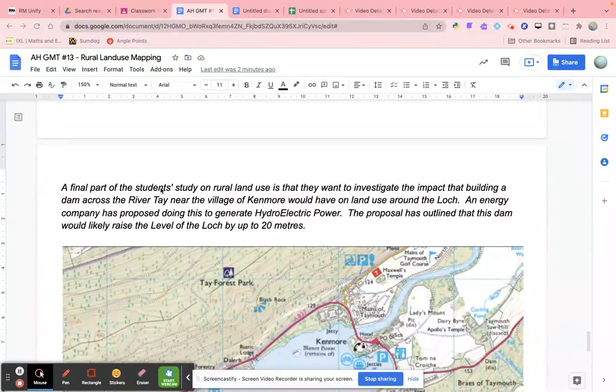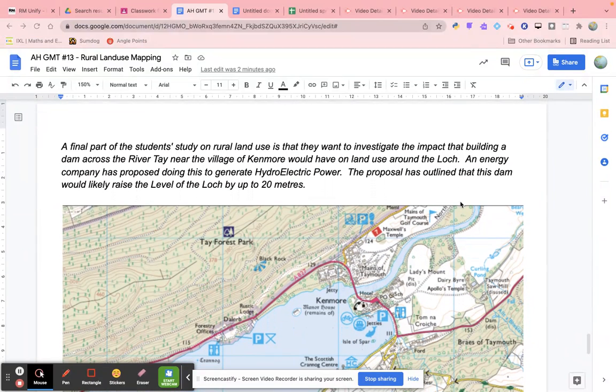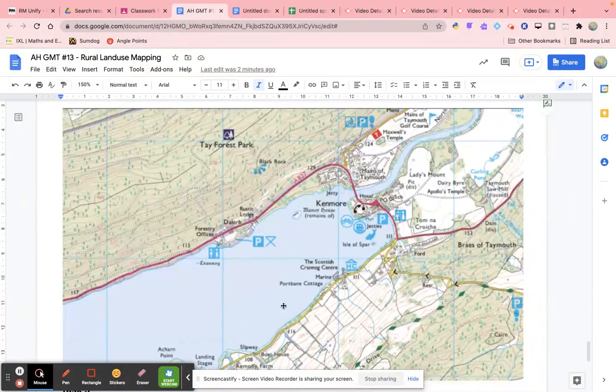The question says, a final part of the student's study on rural land use is that they want to investigate the impact that building a dam across the River Tay near the village of Kenmore would have on land use around the loch. An energy company has proposed doing this to generate hydroelectric power. The proposal has outlined that this dam would likely raise the level of the loch up to 20 metres. So they're going to build a dam right here, round where the bridge is, in the village of Kenmore, and the loch, which sits here, is going to be 20 metres higher than its current boundary.